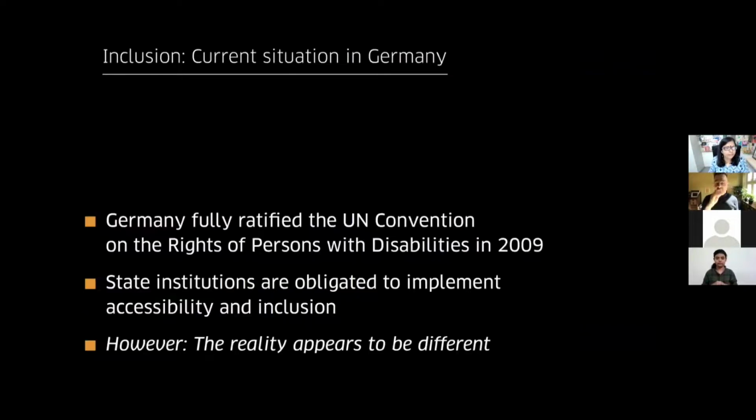Now just to define how the current situation in Germany is right now. Germany as a country has fully ratified the UN Convention on the Rights of Persons with Disabilities in 2009. And fully ratified means that everything that is claimed in this convention is something that Germany says it wants to achieve. Due to that, a lot of states and institutions are obligated to implement accessibility and inclusion. But unfortunately, the reality appears to be totally different still today.